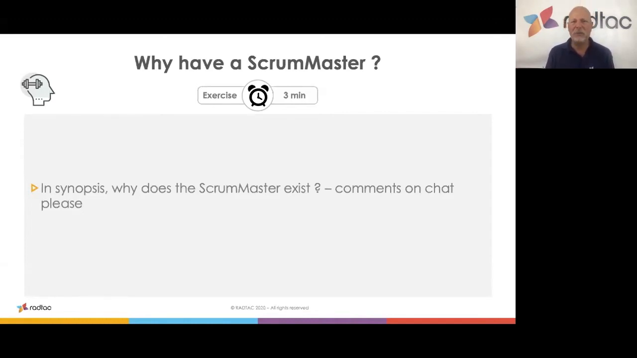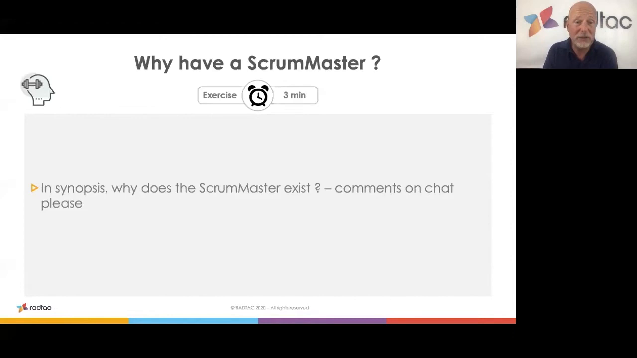So why have a Scrum Master? So once again, if we can just go into chat again. So in synopsis, why does the Scrum Master exist? We're talking about amazing Scrum Masters here, but why have Scrum Masters in the first place? Why do they exist? Love that one. Relentless improvements from Pradeep. Yeah, definitely. Adapting to unknown situations by using empirical thinking, Dina.